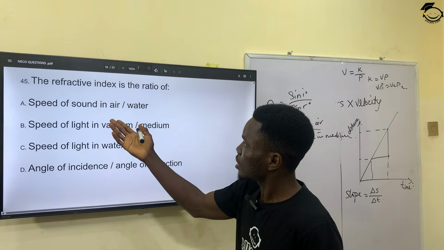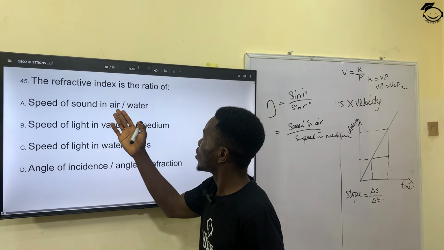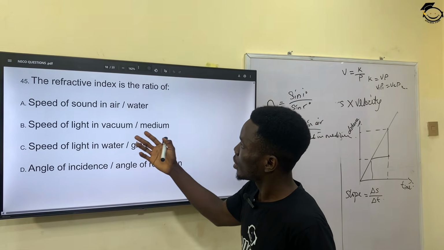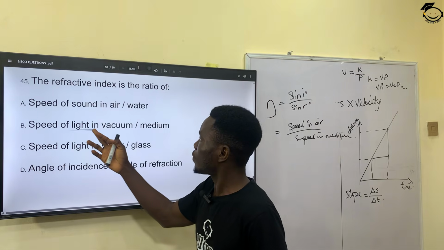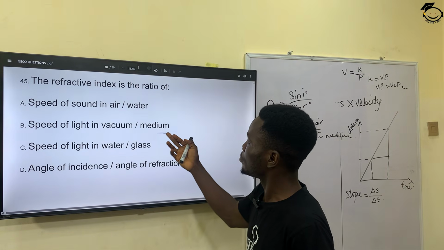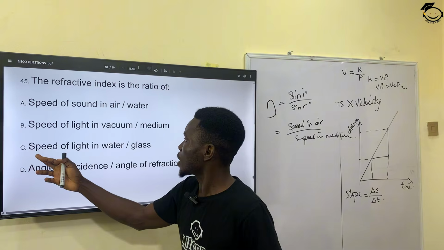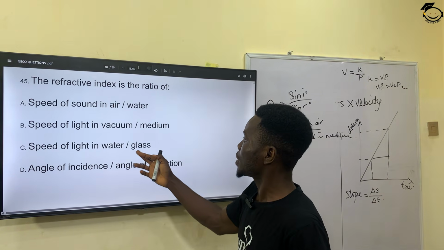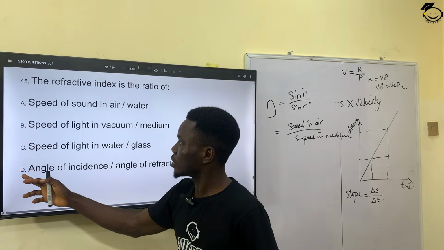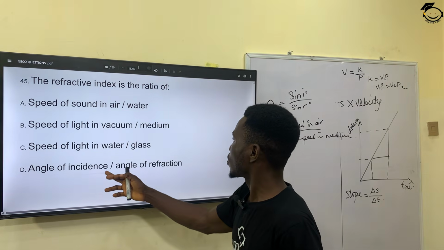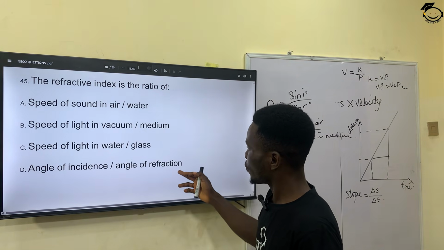Option A says speed of sound in air over speed in water. Option B says speed of light in vacuum over speed in medium. Option C says speed of light in water over speed in glass. Option D says angle of incidence over angle of refraction.